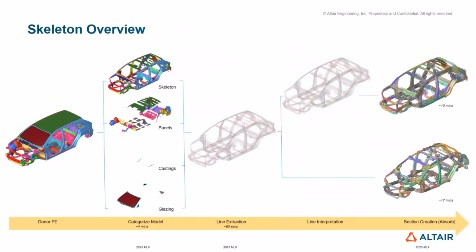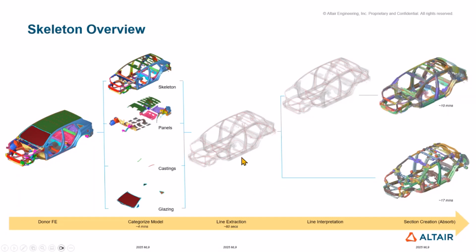So here is the public domain model. I wanted to show this just to show you some timings. Now the timings here are just raw compute processing time. None of this is interactive time, okay? So it takes around 4 minutes to go from this body in white and extract the sets for the skeleton, panels, castings, glazings, etc. The line extract is pretty quick.